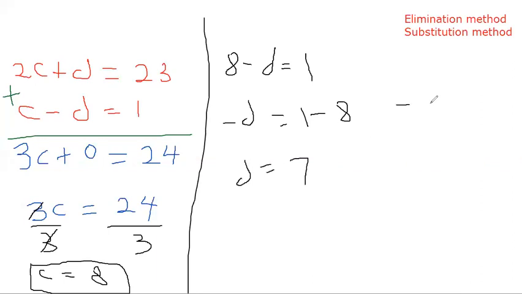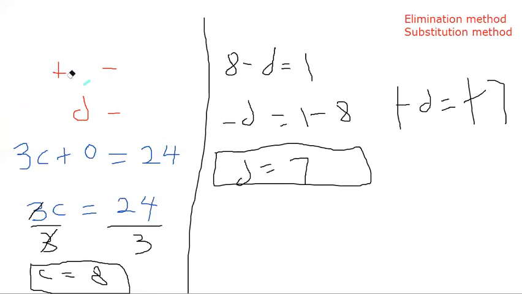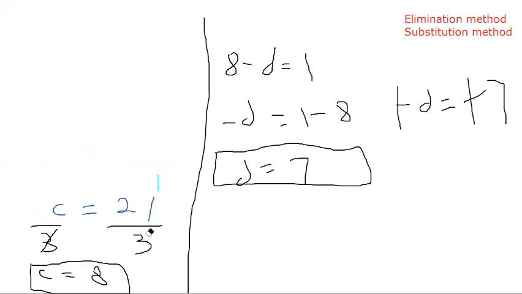You know, minus d is equal to -7, right? So this negative and this negative will go. So d will be equal to 7. Is that clear? Yes. So let's take the last example. Then you take a classwork. Then we go to the next method, substitution method.